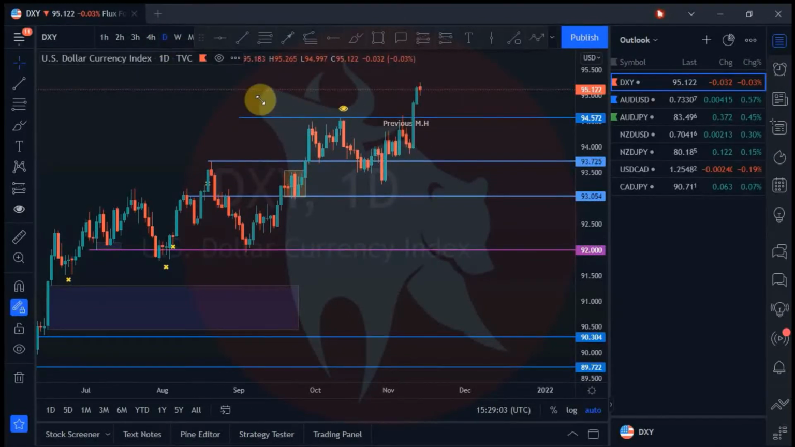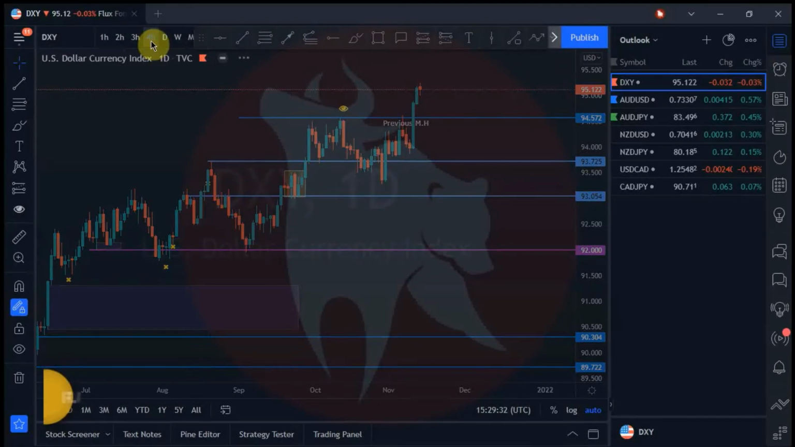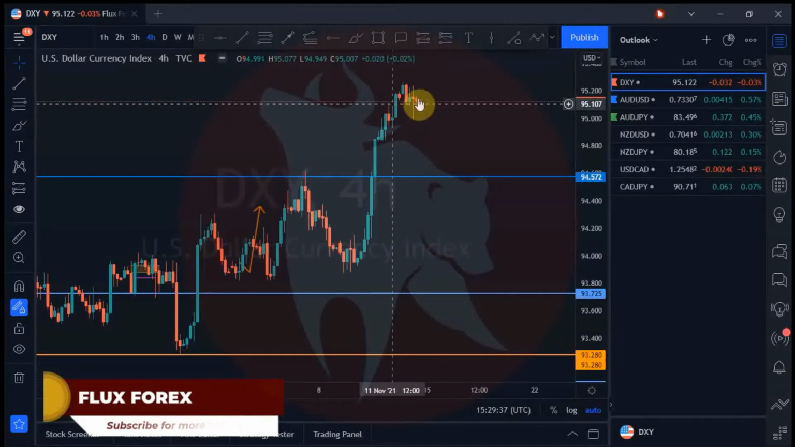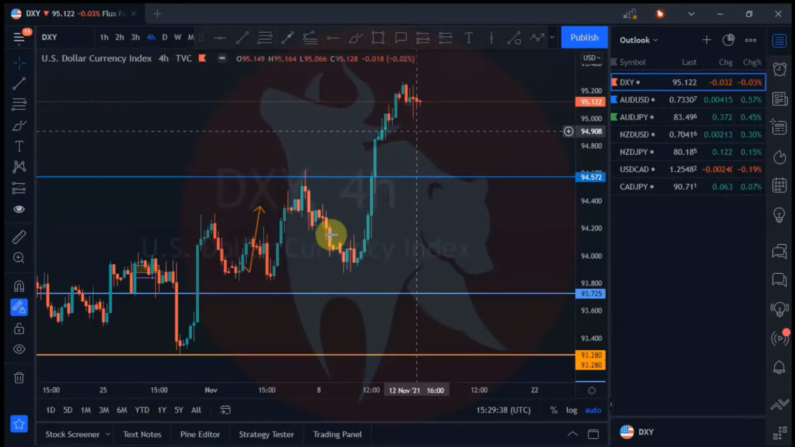Last 2 weeks, this was the area in which I was expecting price to clear the liquidity, and it did exactly that. Going into this week, I'm expecting price to retrace back to this previous high, and then I would see where price is going to move. Yes, I'm very bearish on the dollar index. As you can see, price is attempting to move to the downside.